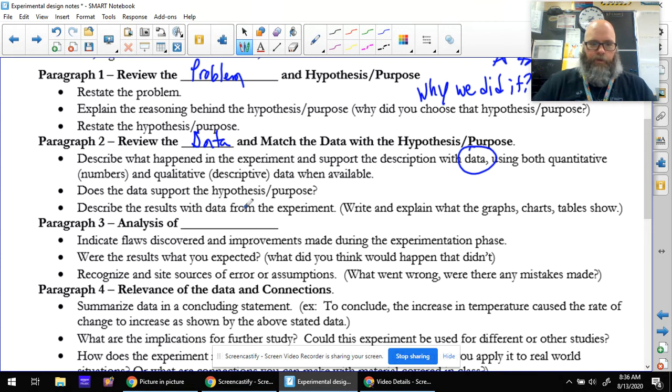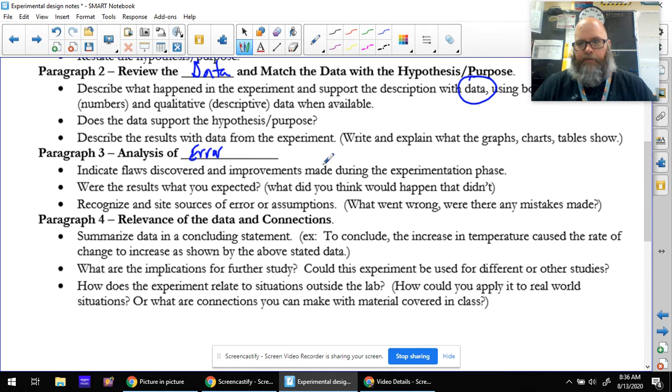So review the data, then you're going to talk about your error. So if there were any of our constants that we couldn't maintain, like flavor, color, those could have potentially influenced the error.